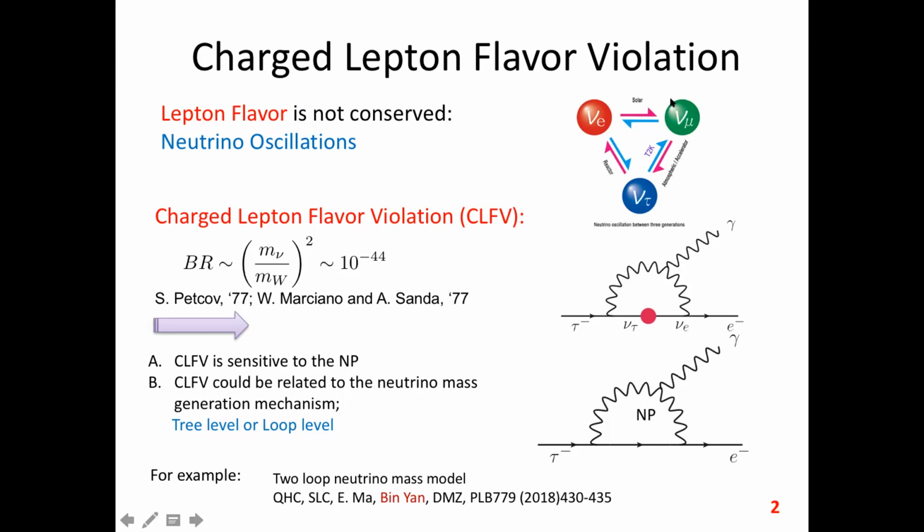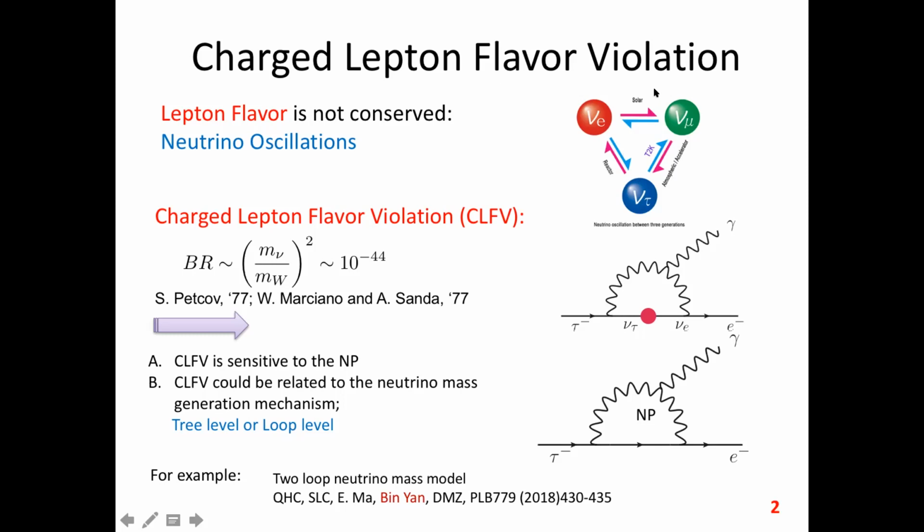Lepton flavor is not conserved. We have known this for a long time because from neutrino oscillation we know that different flavors can change into each other. For example, mu e could become mu mu or mu tau. This observation also tells us that the neutrino has a small mass.